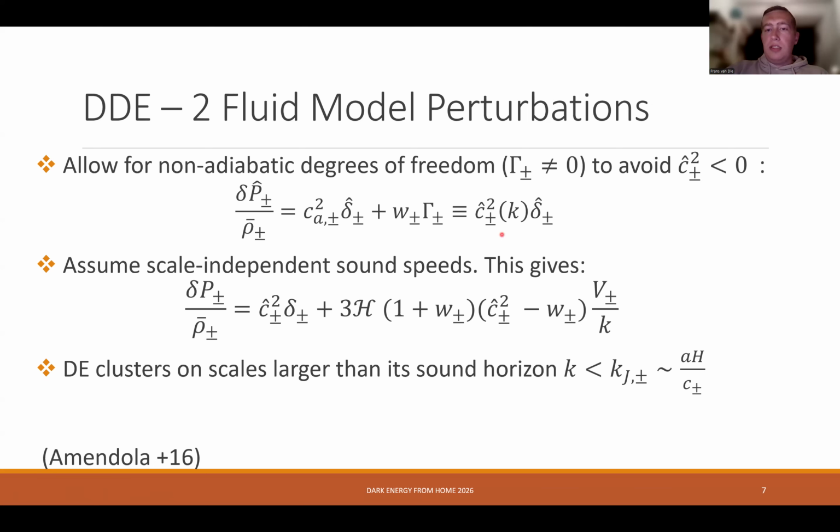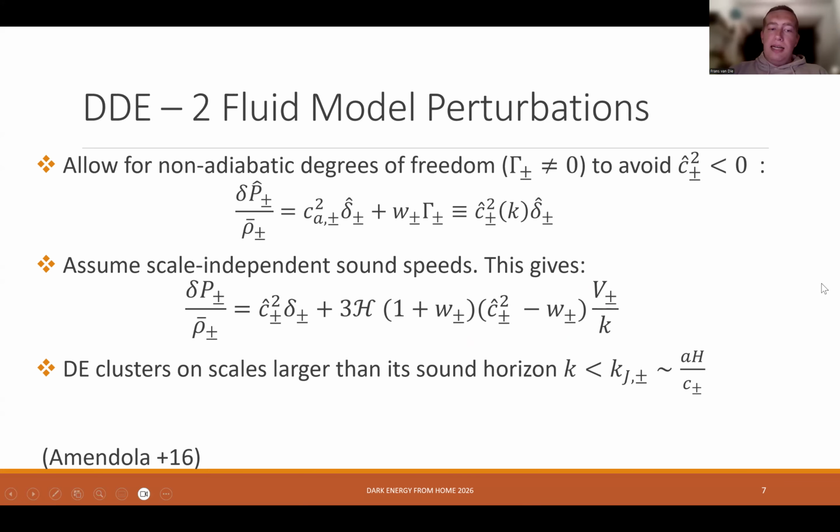And in our work, we assume that the sound speeds are scale independent. And as such, we end up with the second equation, where we have the pressure perturbation over the background density equaling a whole bunch of terms on the right-hand side, where we have the rest frame sound speed, the comoving Hubble rate, the equations of state, and the velocity perturbation of the specific fluid that we consider.